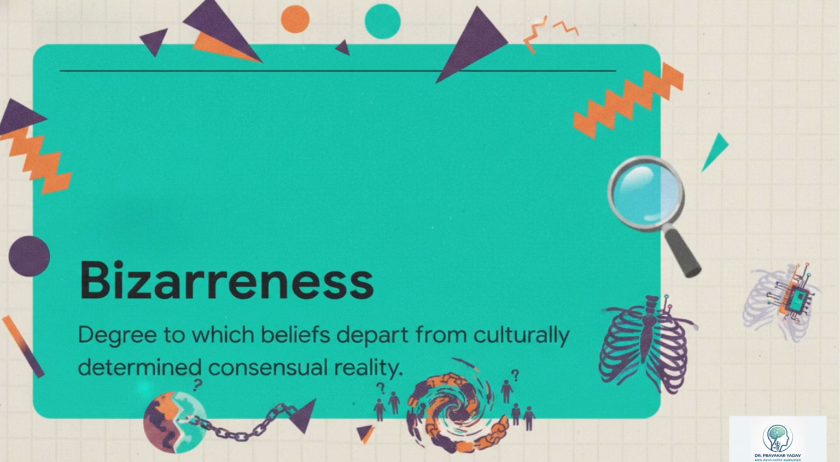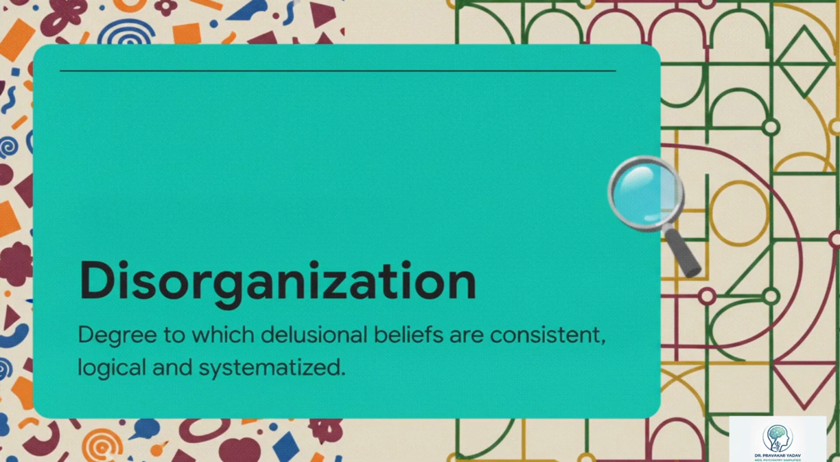Because culturally, some unusual beliefs are perfectly accepted within specific peer groups or religions, but believing that, say, your internal organs were replaced by a foreign government overnight, that has a very, very high degree of bizarreness. Vector number 4 is disorganization.